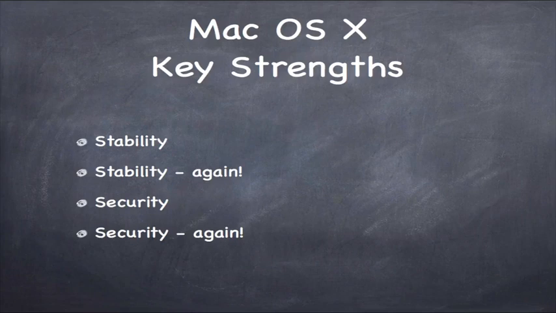Strength number 2, again, stability. And I can't emphasize this enough. Mac OS X is built on a version of the Unix operating system, much like Linux. Unix is known to be incredibly stable since it was used to run large mainframe computers in the early years.